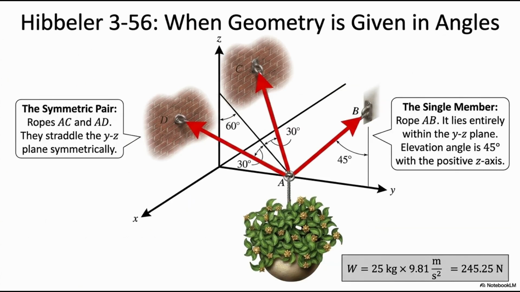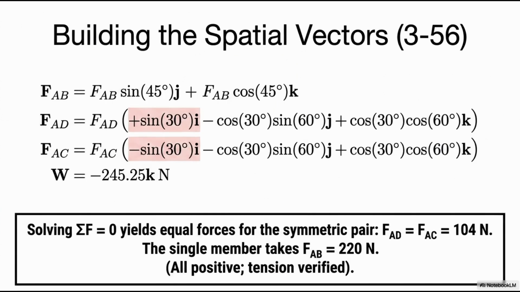In problem 356, rope AB lies in the YZ plane, and ropes AC and AD form a symmetric pair relative to that plane, requiring a two-layer angle projection, where we first project their forces onto the YZ plane and then decompose those projections along the coordinate axes. Setting up the vector equilibrium equations and utilizing symmetry reveals that ropes AD and AC carry equal tension, while rope AB carries a distinct value.